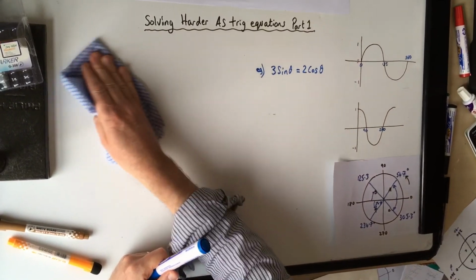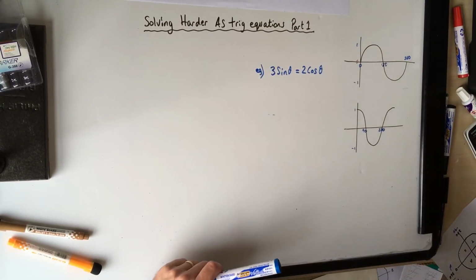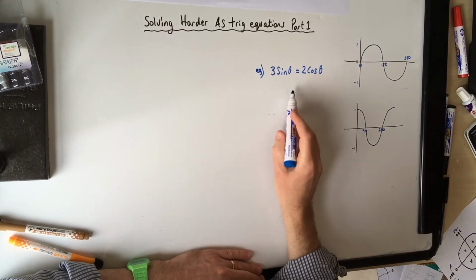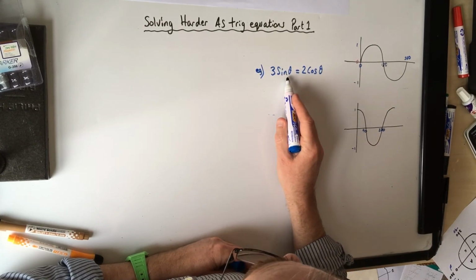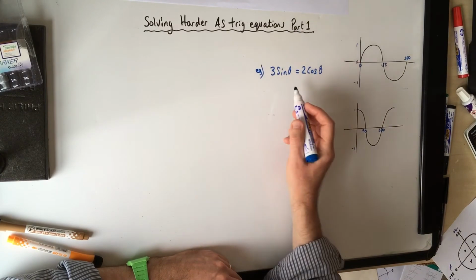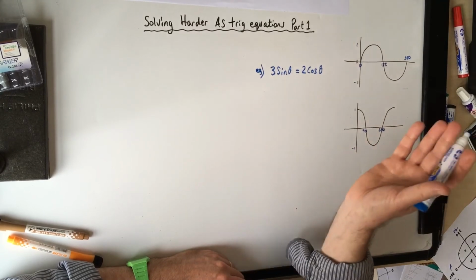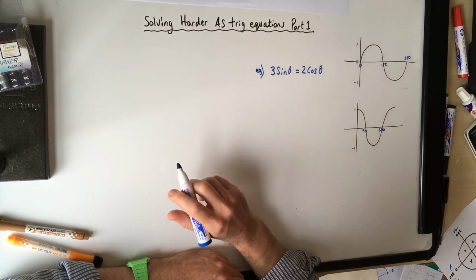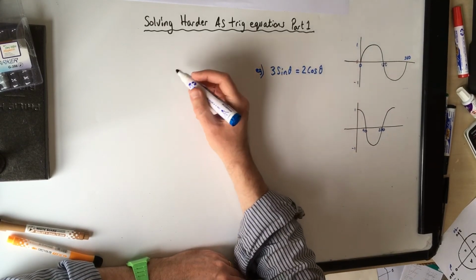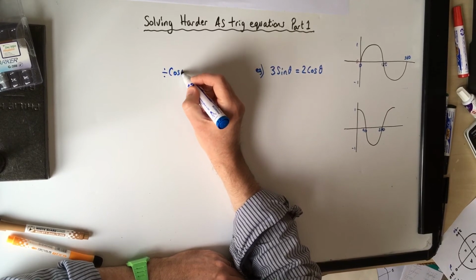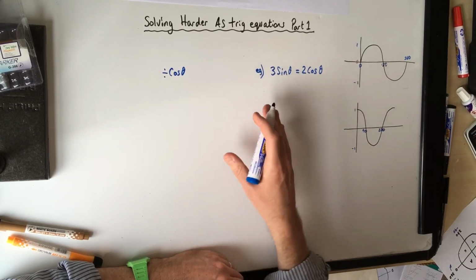Okay, this one here, before I stop this video, I just wanted to remind you of what we do here. We've got 3 sine theta is equal to 2 cos theta. Can I remind you of what you do when you see sines and coses in an equation? In most cases you would divide through by cos theta. Only do it when it creates a tan. I'll explain more later, but in this case it does.